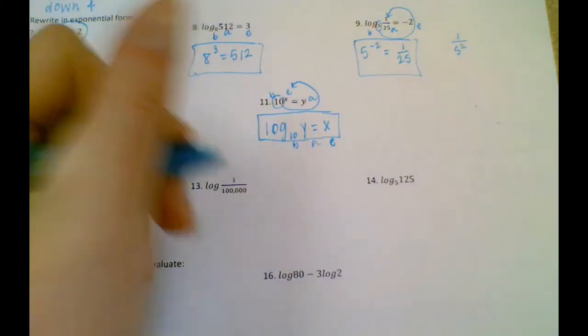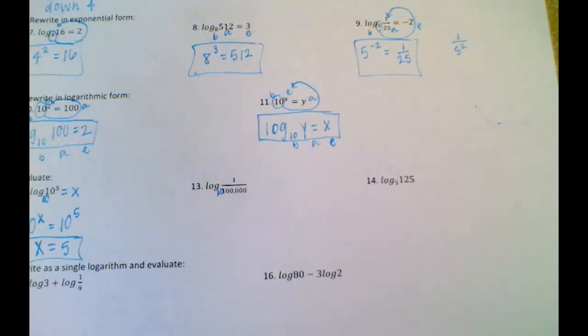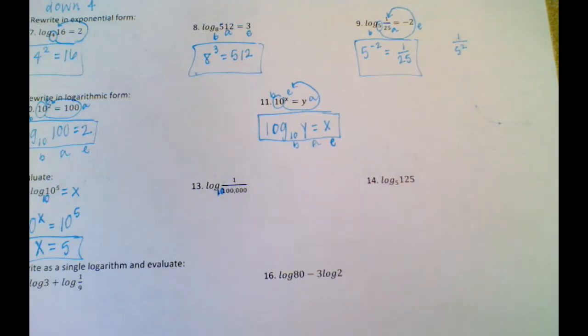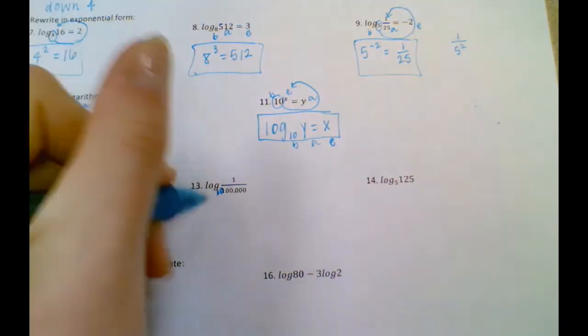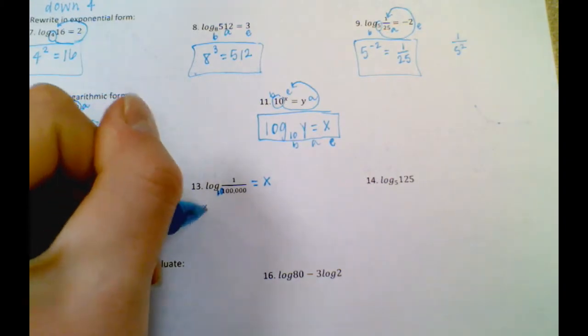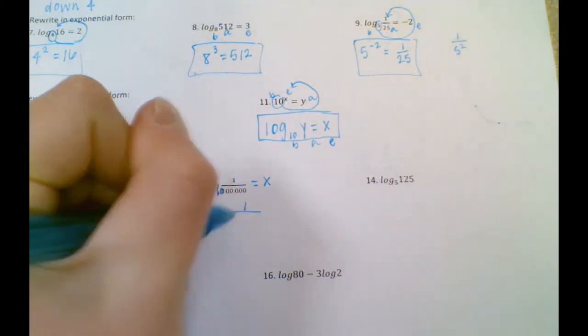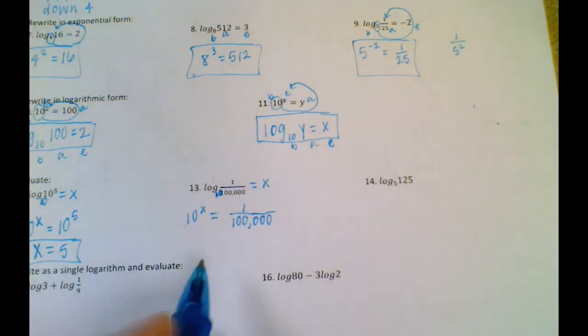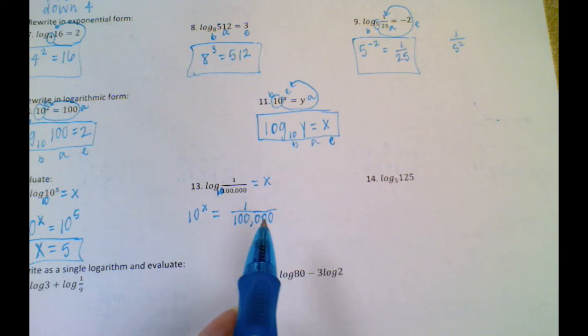Okay? All right, number 13. Again, there's no base here, but it's a 10. All right? If there's nothing there, it's a 10. It's a common log. So we set this equal to X. So this would be 10 to the X power equals 1 over 100,000. Okay? Use the Bay or the swoop method to set that up.